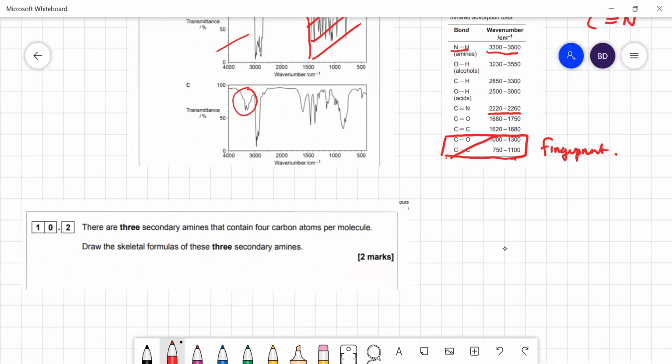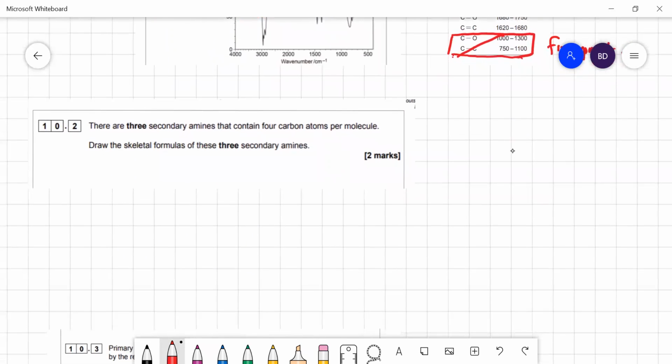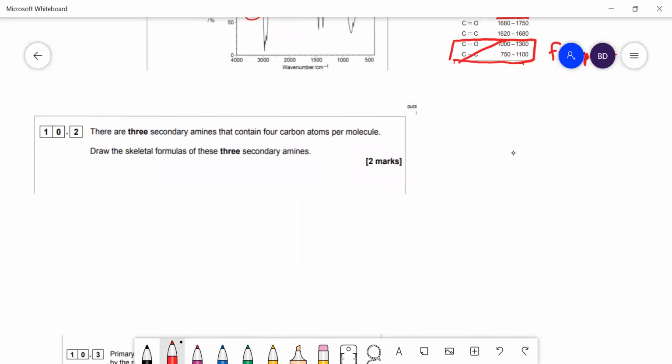Right. Now, there are 3 secondary amines that contain 4 carbon atoms per molecule. So don't forget, a secondary amine has got 2 carbons attached to the nitrogen. All right, so we've got 4 carbons. So we could have that one, let's say 2 ethyl groups attached. The other obvious one is we could have 1 methyl and a propyl.